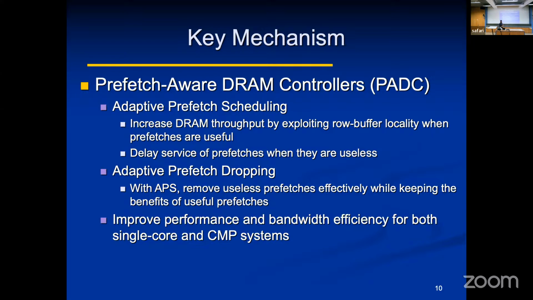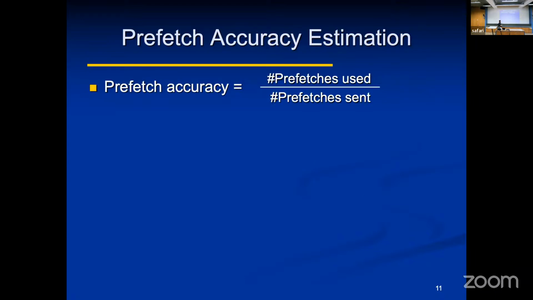So the overall goal here is to improve the performance and bandwidth efficiency for both the single core system as well as chip multiprocessor systems, like the multi-core systems that we all use in processors today, right? And then also have a low cost and easily implementable solution for this matter. Okay, so now let's dive into how we evaluate this thing, right? So how we implement this thing.